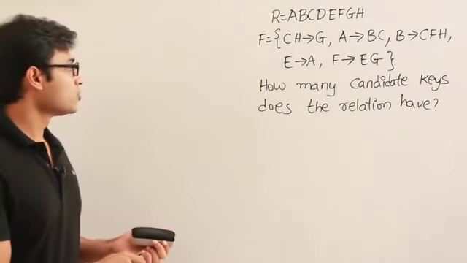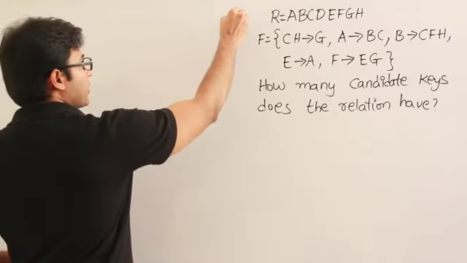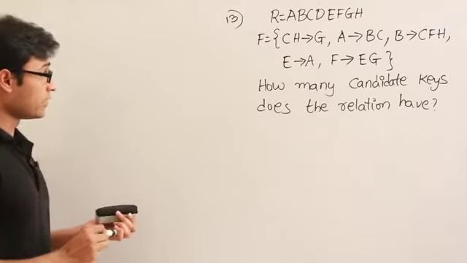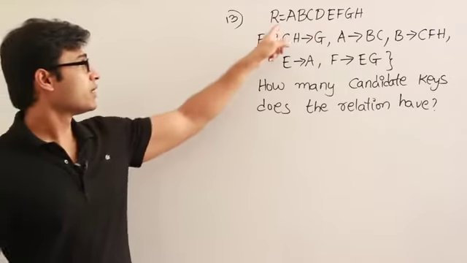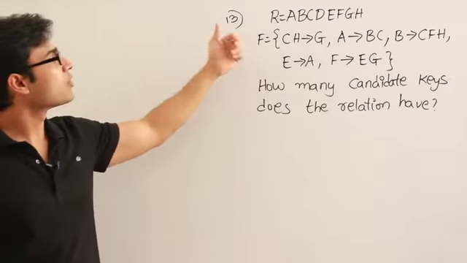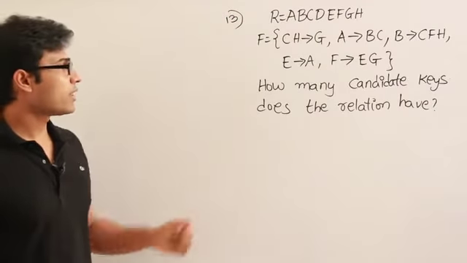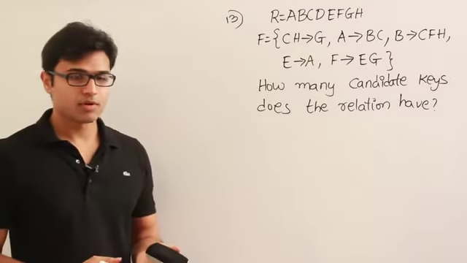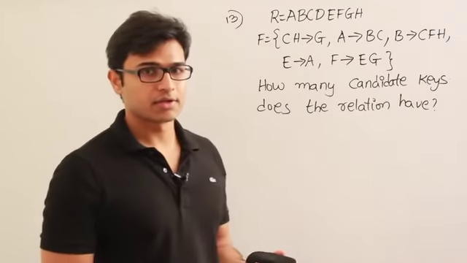This question is given in GATE 2013. It is about candidate keys only. Given that relation, they are saying that the relation R has all these attributes, and these are the FDs given: 1, 2, 3, 4, 5. 5 FDs are given. Then they are asking how many candidate keys are possible for this relation.